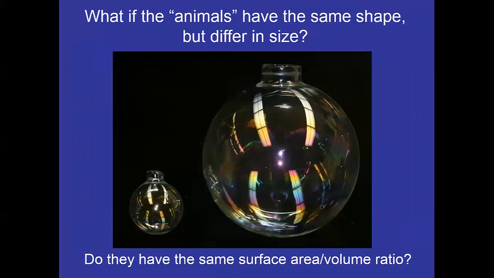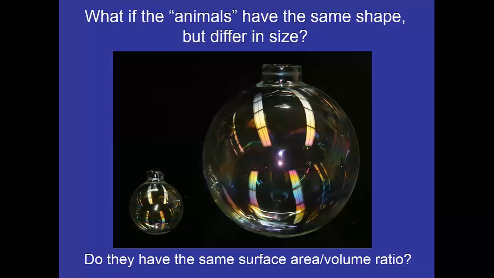So we'll start off with a basic experiment with two similar shaped objects, where these will be model organisms. And we're going to fill them up with hot water and put a thermometer in them and see how they lose heat, if they lose heat at the same rate or at a different rate. So we have a small round bulb and a large round bulb, and we'll see what happens.